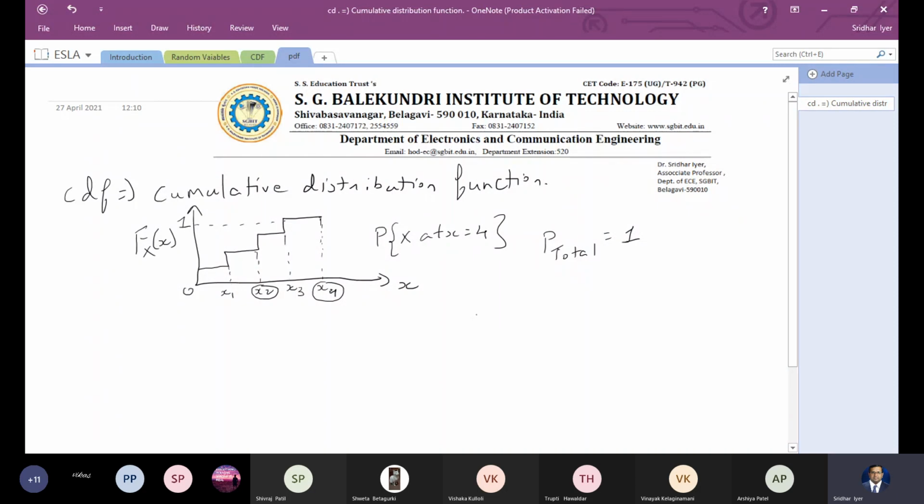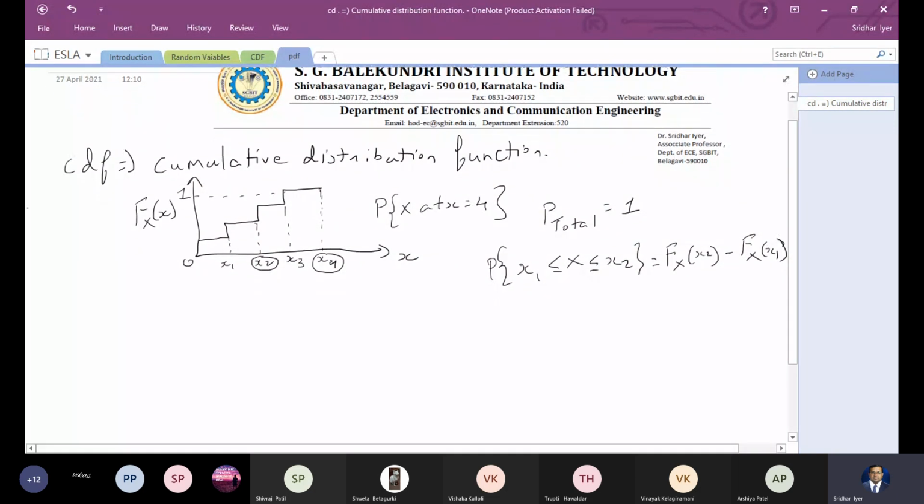And we then saw the properties of the CDF. A very important property which we saw is, if I want to calculate the probability between 2 points, let's say between x1 and x2, then the CDF helps us. All you have to do is find F_X(x2), the CDF at x2, and subtract the CDF at x1. Based on this property and the other properties, we solved some numericals on CDF.